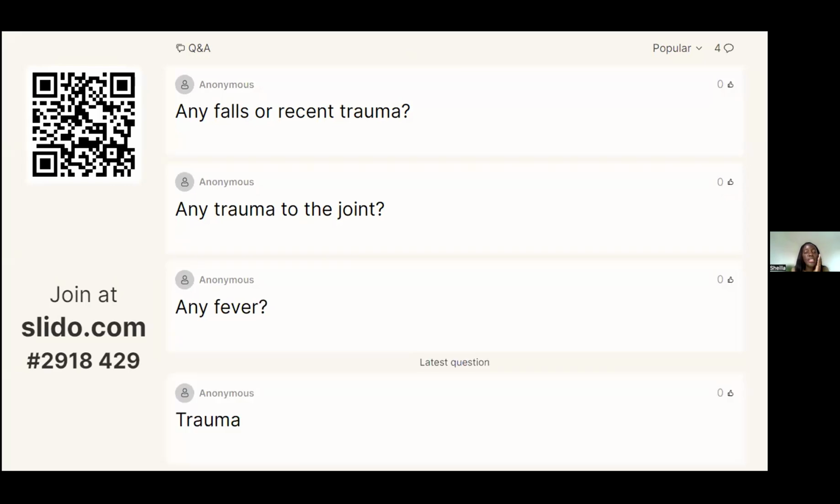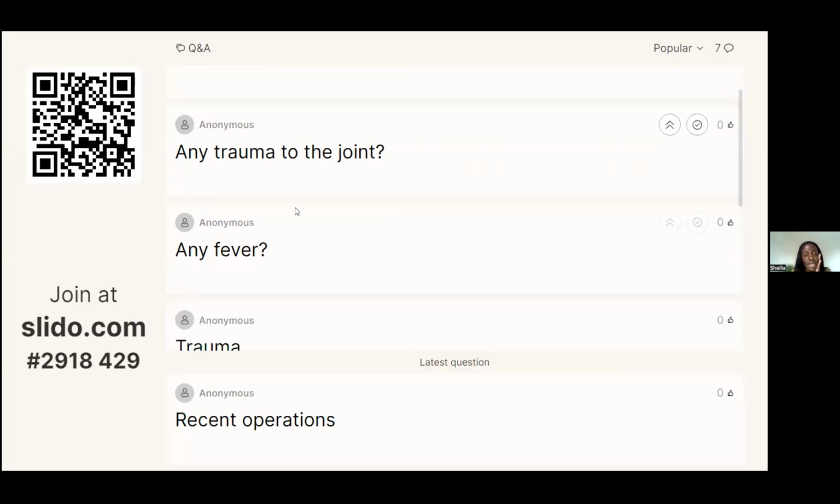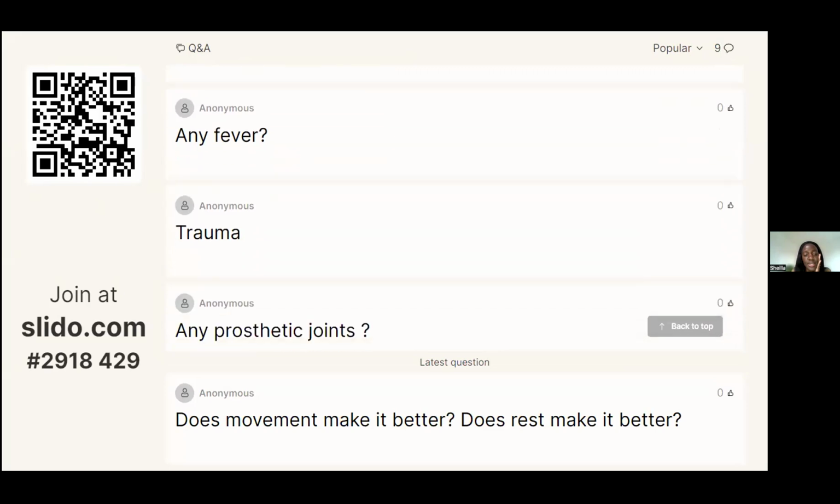Okay, there's brilliant questions. Any falls or recent trauma? No. No falls, no recent trauma to the joint. Any fever? No, she's not been febrile in ED. We've checked her temperature. That was fine. Any recent surgery? No, she hasn't had any recent surgery.